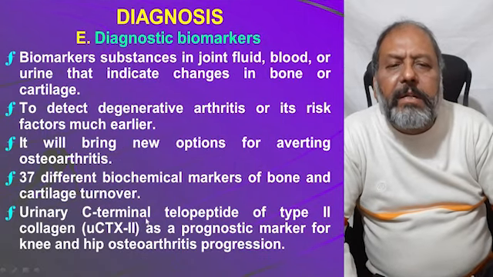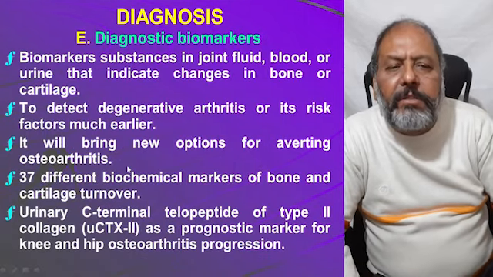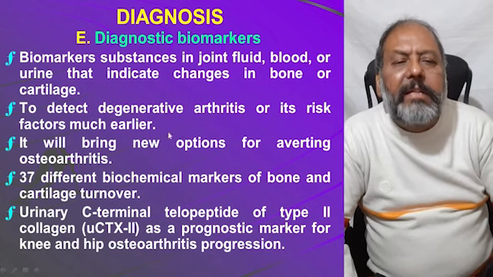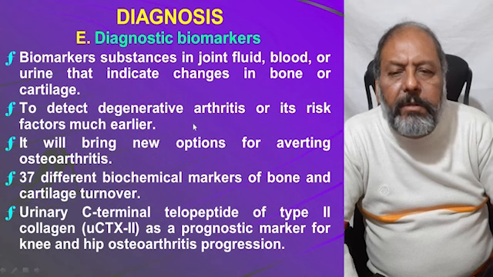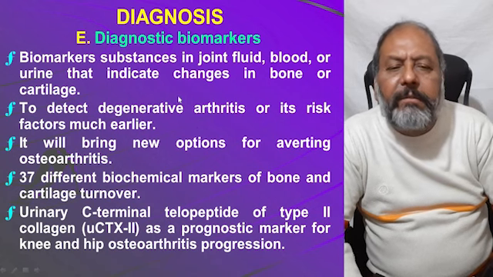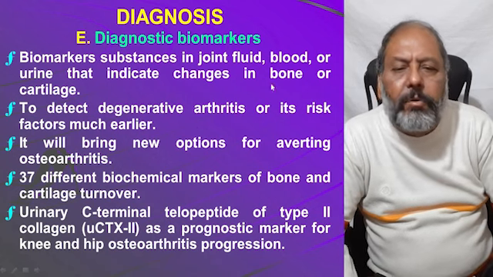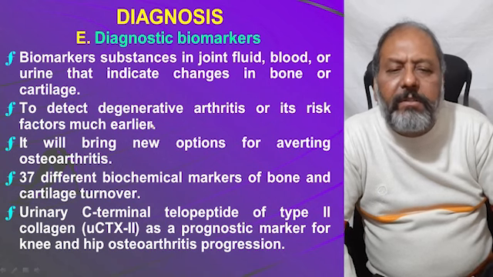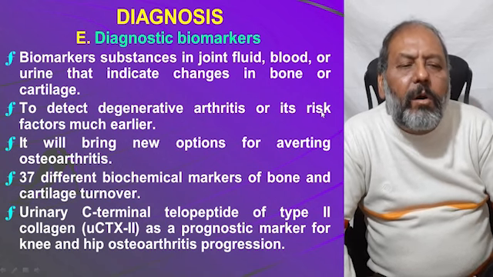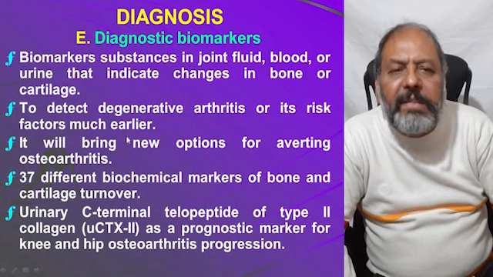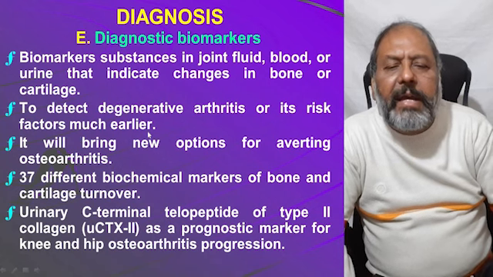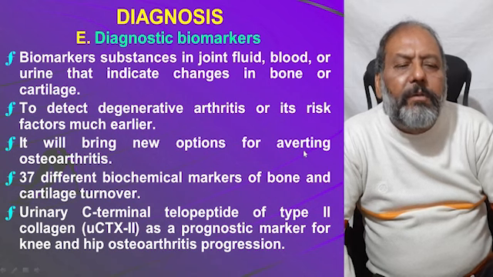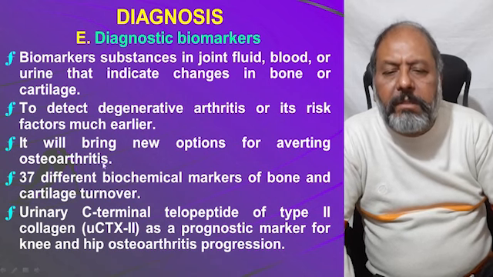The next in diagnosis is diagnostic biomarkers. Biomarkers are substances in the joint fluid, blood, or urine of the patient that indicate changes in the bone or the cartilage of the involved joint. They detect degenerative arthritis or its risk factors much earlier than X-ray or MRI findings. It will bring new options for averting osteoarthritis.